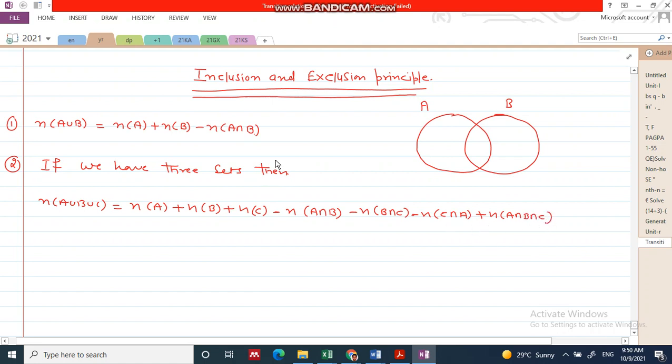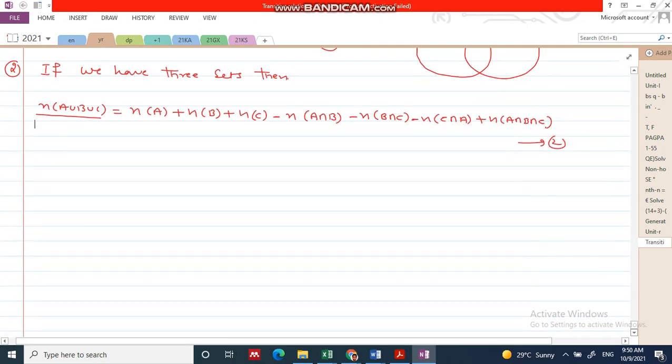Okay, so basically in the paper questions are asked only for two sets. Okay, if question is given for three sets, then you just apply this formula and then you can easily calculate the value of number of elements in A union B union C. Okay, now we solve some questions.